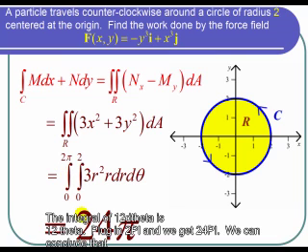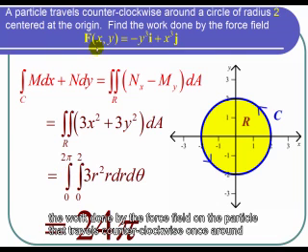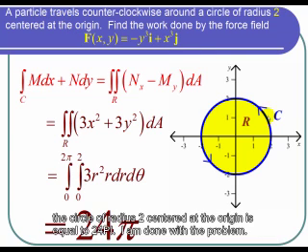So we can conclude that the work done by this force field on the particle that travels counterclockwise once around the circle of radius 2, centered at the origin, is equal to 24 pi. And I'm done with the problem.